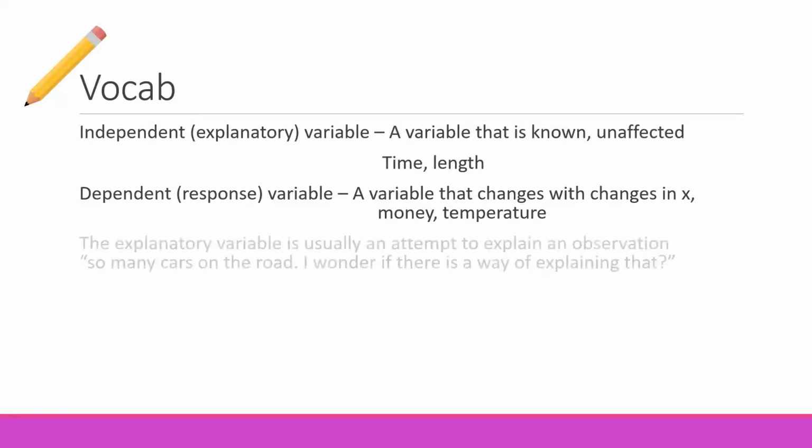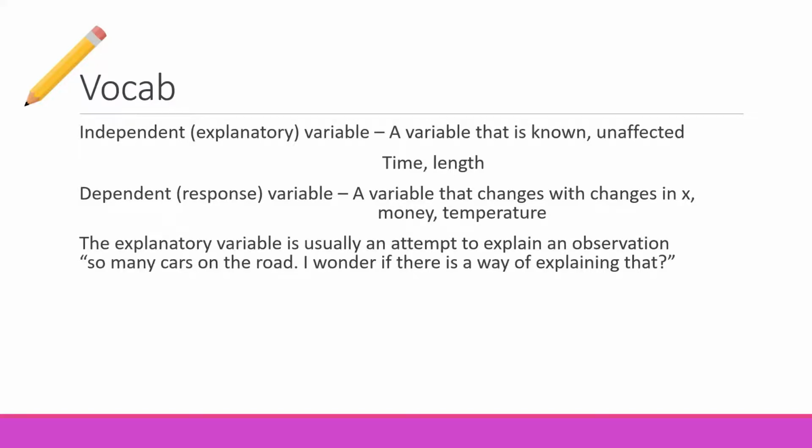Now, the explanatory variable is usually an attempt to explain an observation. So you might say, hey, there are so many cars on the road right now. I wonder if there's a way of explaining that. So you could look at the time of day and use that as a way to explain why there are so many cars on the road.